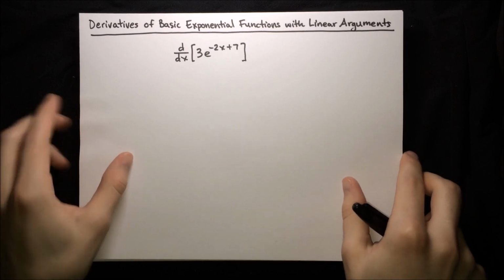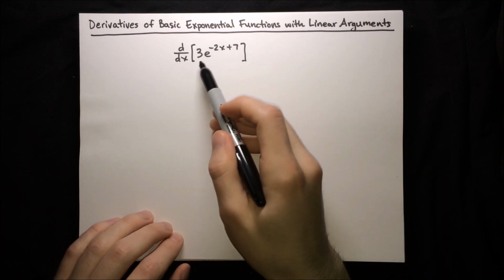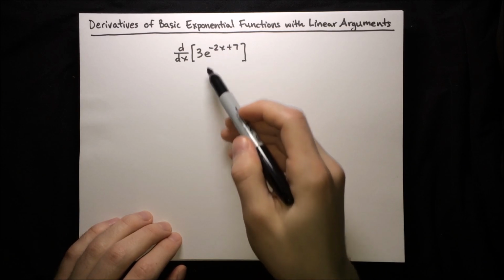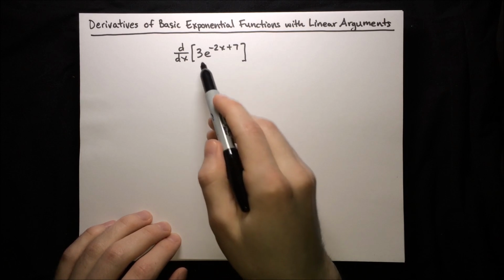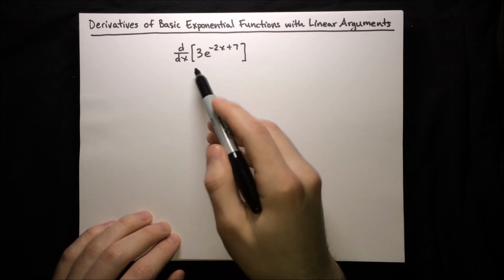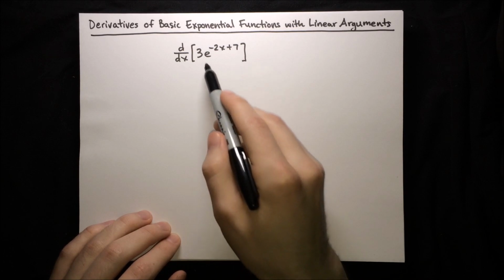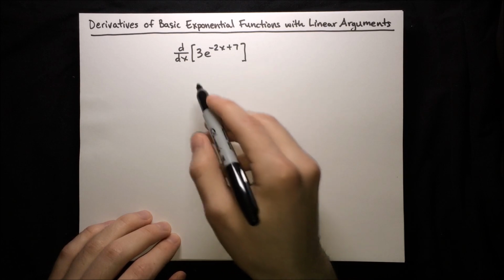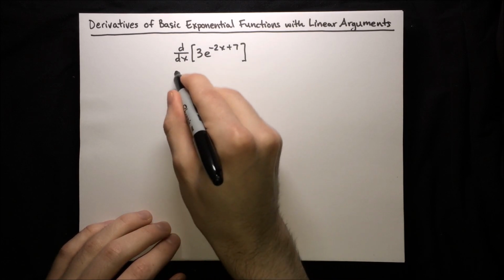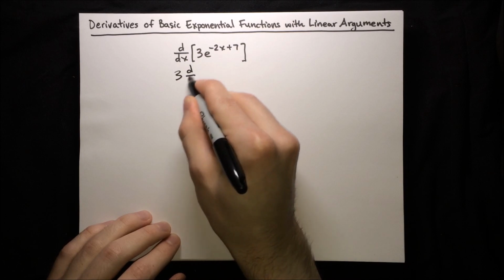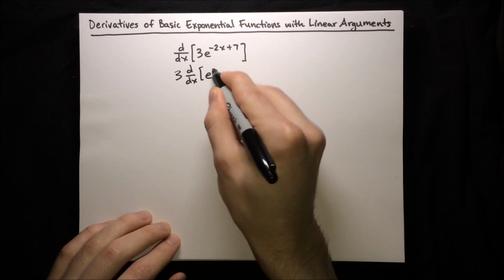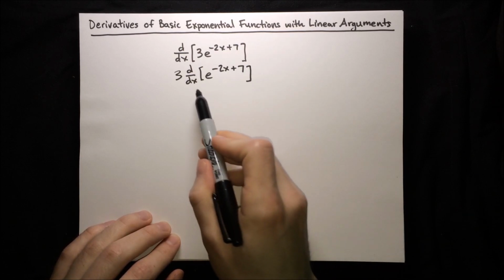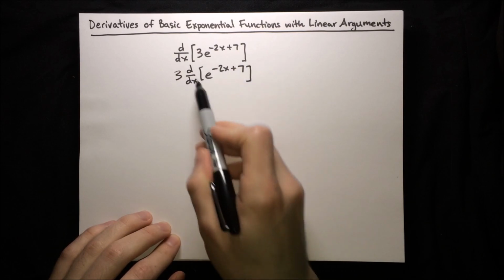Let's use that general rule to take the derivative of this exponential function without actually going through all the steps of making a substitution and applying the chain rule. So our first step is to move out this constant outside of the derivative so that we can actually use our general rule. We just want to get the e to the negative 2x plus 7 by itself, because we know how to take the derivative of that. So we can just bring the 3 outside, write it as 3 times d over dx of e to the negative 2x plus 7.